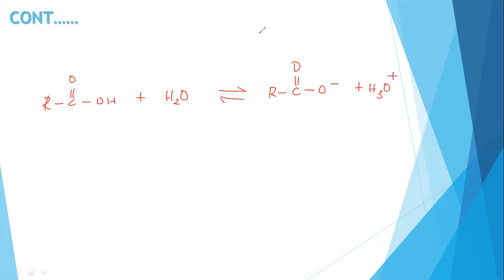Whenever you see this, always this is your right side, this is your left side. Always the reaction goes forward to the right side, forming the H3O plus. That is why it is acidic. That's why we are telling you your carboxylic acid is more acidic than the phenol and the alcohol.